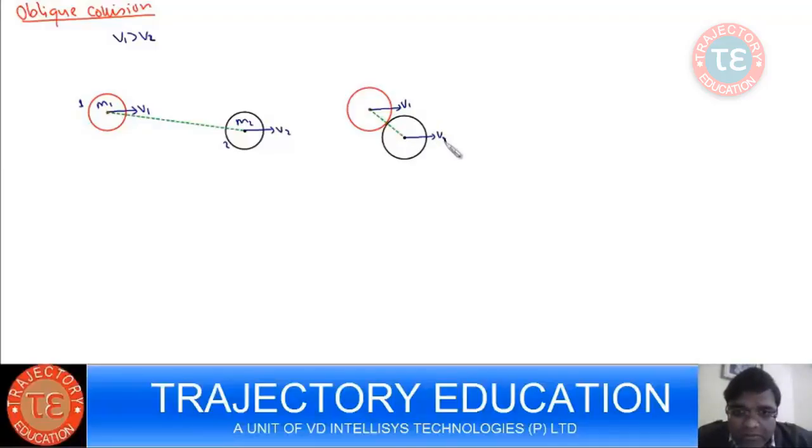So they have collided. When they collide, m2 is going to exert an impulsive force on m1 in this direction, and m1 is going to exert an impulsive force on m2 in this direction. They exert impulsive forces along the line joining their centers. This is the impulsive force N in this direction, and this is the impulsive force N in this direction.